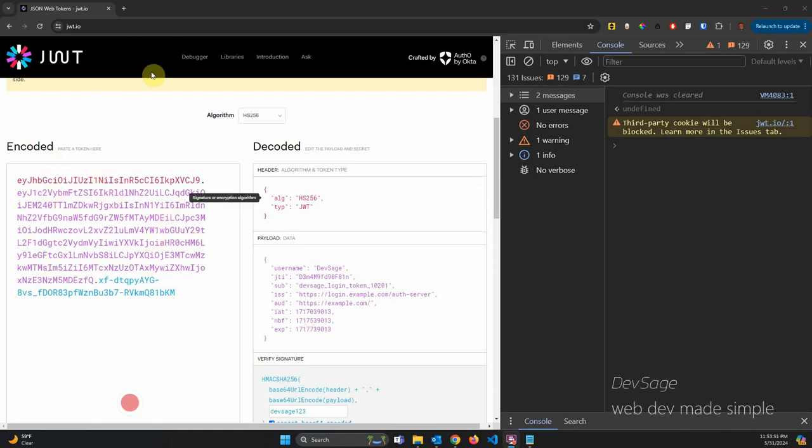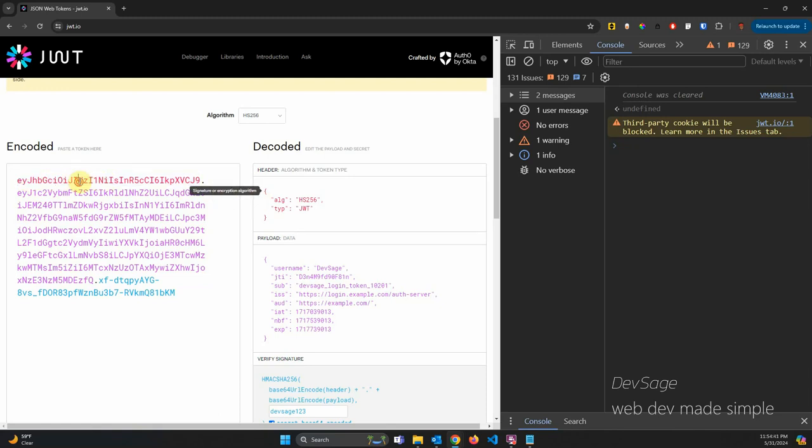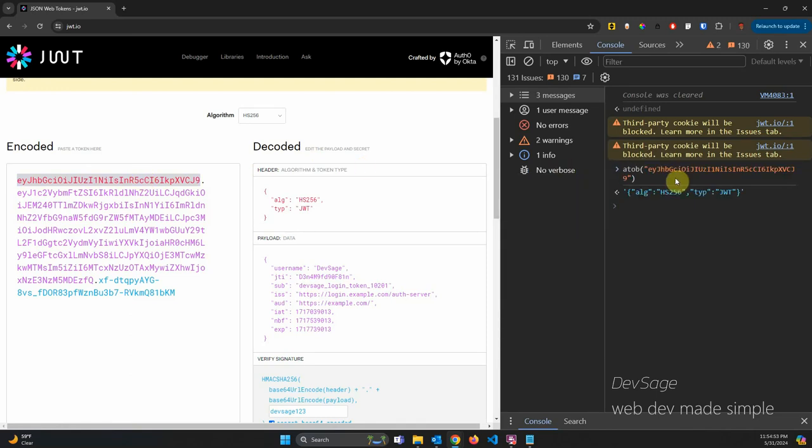Here I am on jwt.io, and on the left-hand side here, we have an example of a JWT. A JWT is made up of three parts. The first part is the header, which is represented by this red text. So this header string is essentially a base64 encoded string that if I were to take and decode it, say by running atob on it, I would get this JSON string, alg HS256, type JWT. The same thing that we have over here.